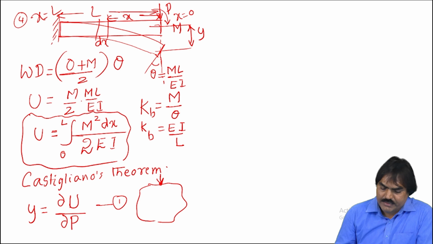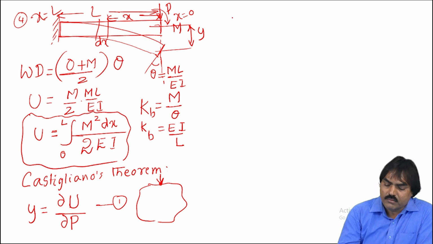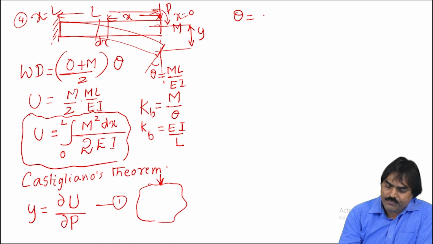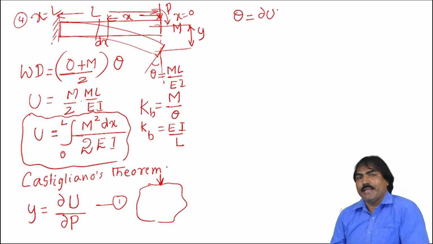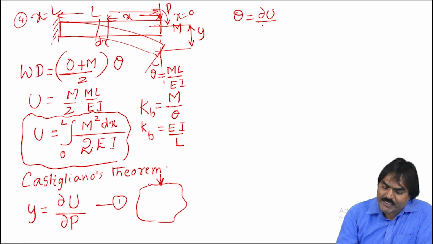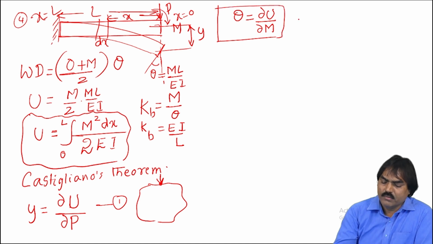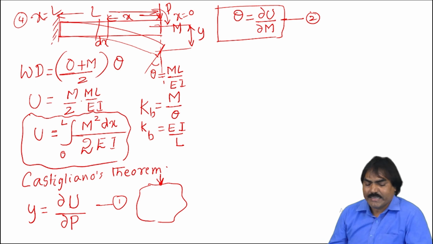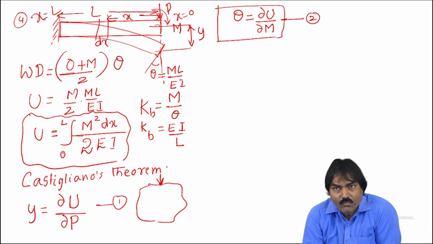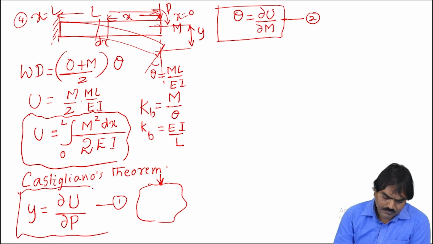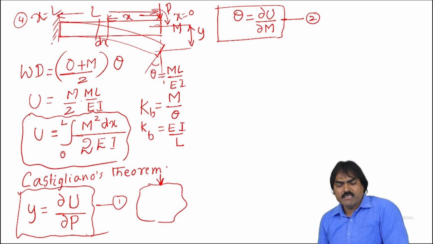Then the second statement he made is that the slope under the load, theta, is given by the partial derivative of the total strain energy U with respect to the bending moment at that point. This is the second theorem by Castigliano. The first one is deflection. The second one is slope.